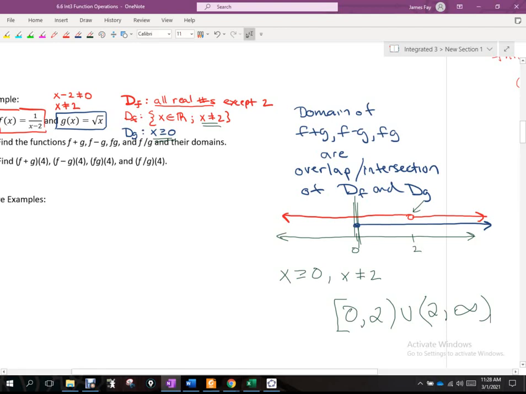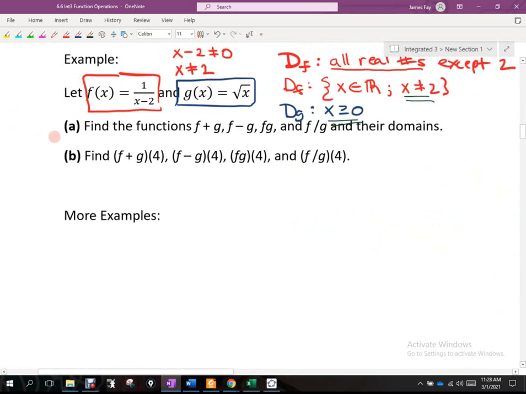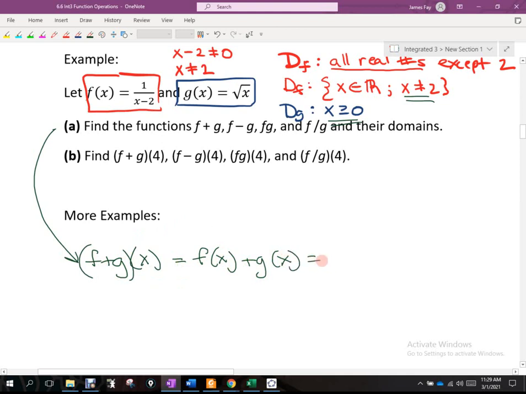So when they ask us what is f plus g, okay, I'm just going to give myself a little bit of room here. When it says f plus g of x, all we're doing there, remember we said that is f of x plus g of x. All we're doing is grabbing these two things, cut and paste, and then putting a plus sign between them. So f was 1 over x minus 2. We're going to add to it g, which was radical x.